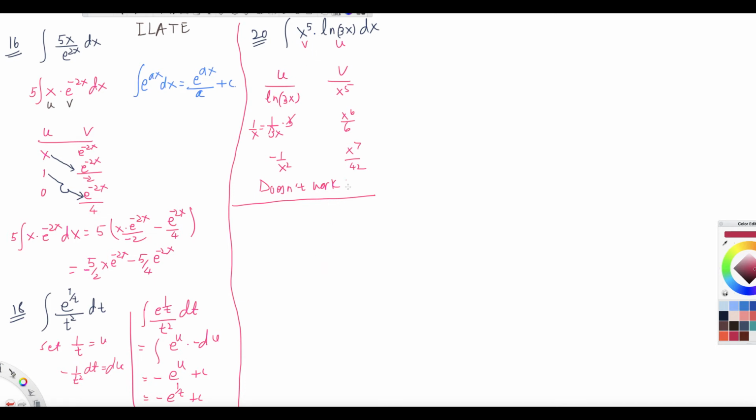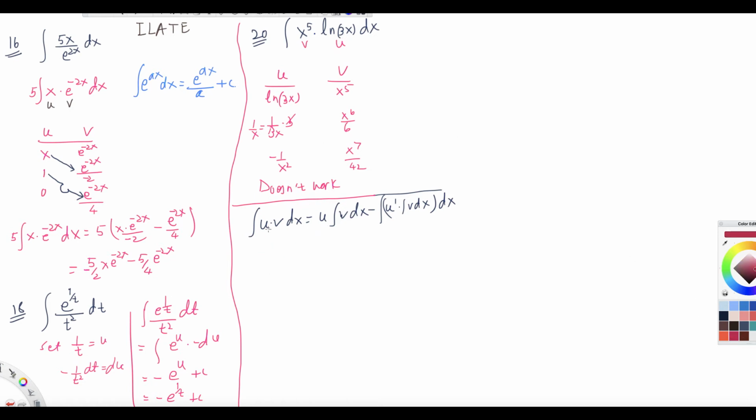Alright, so let us do the formula. Let me write down the formula first. The integral of u times v dx, the formula is u times the integral of v dx, and then minus the big integral of u prime times the integral of v dx, and then there is a big dx outside. That is the formula of the product rule. So again, as we mentioned, what is our u? Our u is natural log of 3x.